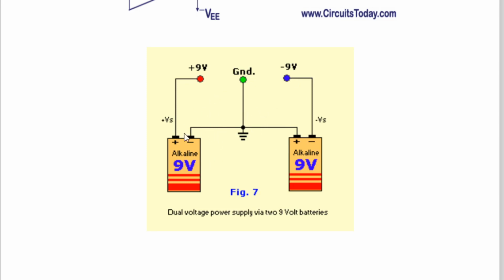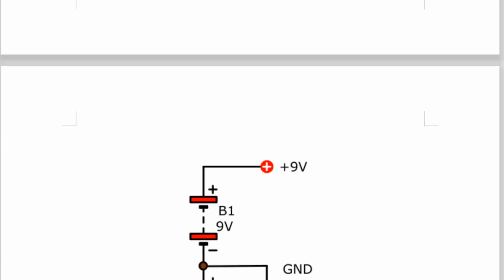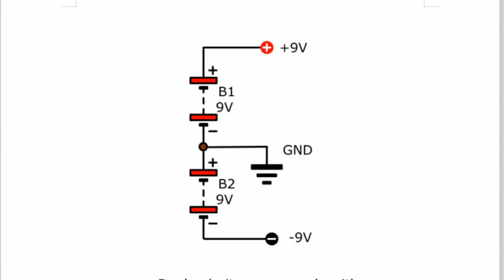Now instead of always showing the batteries like this, we show the symbol of the battery, which is also one way to represent it. Here they have shown a multi-cell battery, B1 of 9 volt, plus and minus. Then there is one more battery, B2, plus and minus. The junction of the two batteries, B1 and B2, is declared as ground. The upper terminal is red, plus 9 volt, and the lower terminal is minus 9 volt.